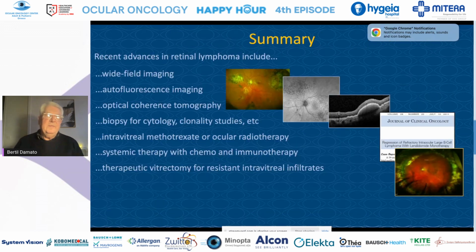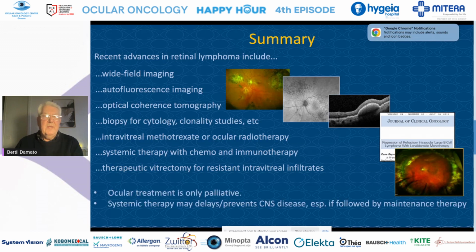So in summary, there have been recent advances in retinal lymphoma, and these include wide field imaging, autofluorescence imaging, OCT, the biopsy techniques, the laboratory studies, intravitreal methotrexate, ocular radiotherapy, systemic treatment, therapeutic vitrectomy for resistant infiltrates, and so on.